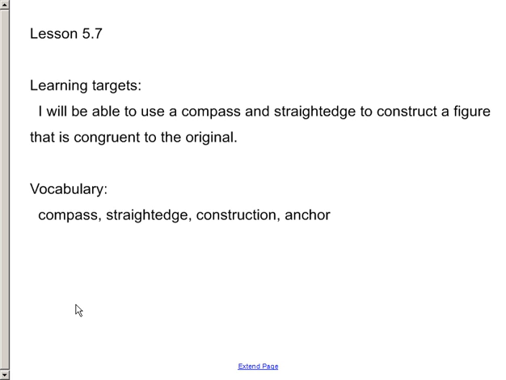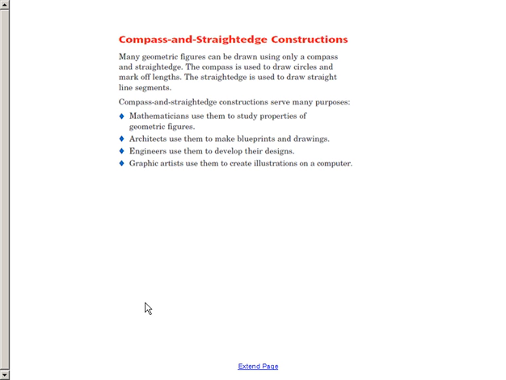Now you've used a compass a couple of times already in this unit, and here you see some uses for compass and straight edge construction. Who might want to be able to do this? Well, mathematicians use these utensils to study geometric figures. Architects use them. If you ever look at blueprints and drawings, you'll see congruent figures and constructions. Engineers will use them to develop their designs, and graphic artists use them. So these are tools that are used in many professions.